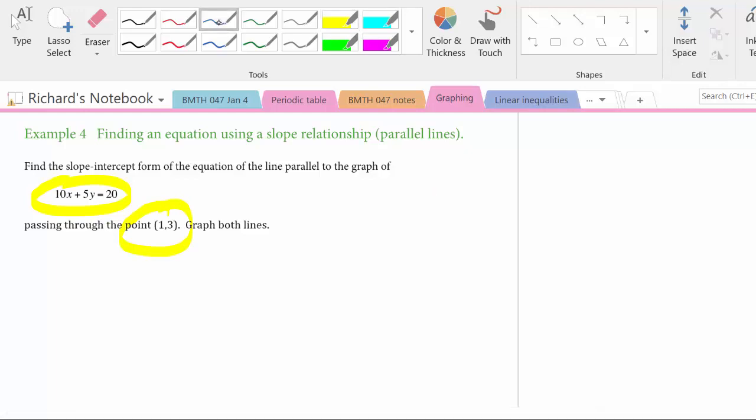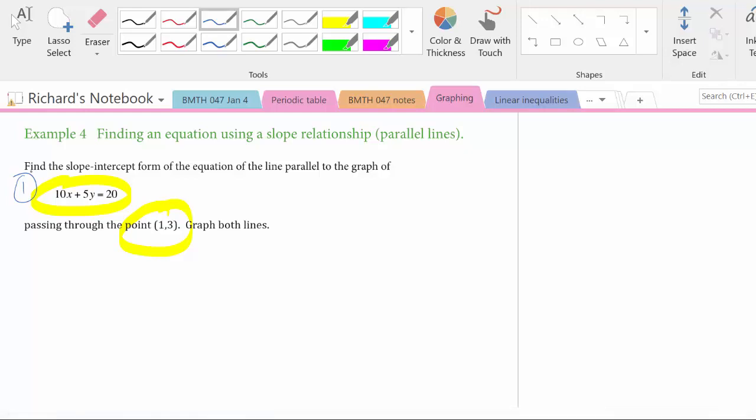Well, the first thing I'm going to do is get this first equation, I'll call it equation number 1, into slope-intercept form. What this will do for me is enable me to identify the slope of equation number 1, the graph of equation number 1. The slope of the other graph must be the same because the lines are parallel. Lines that have the same slopes are parallel.